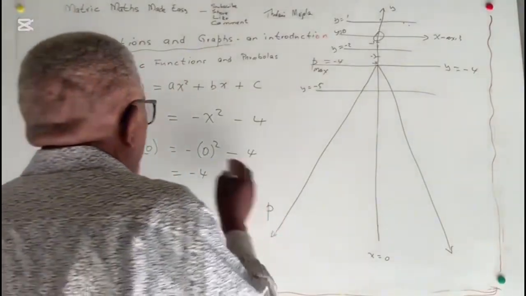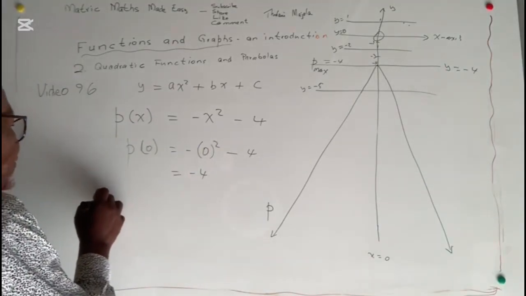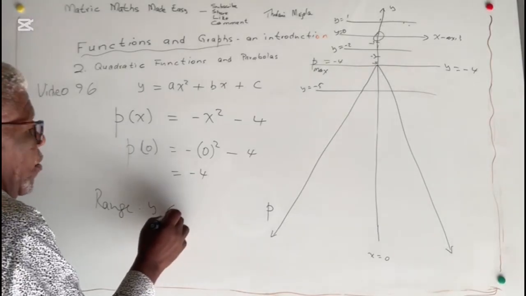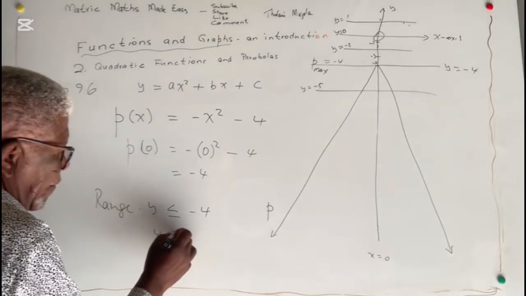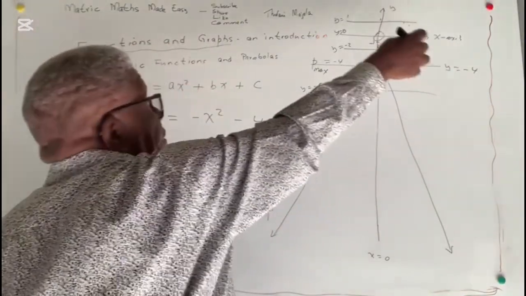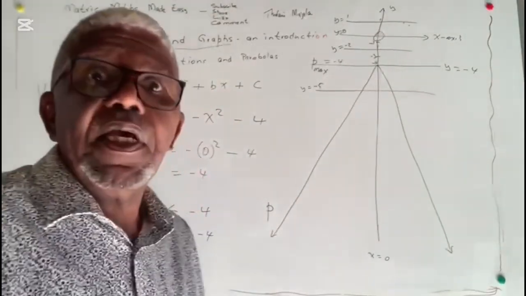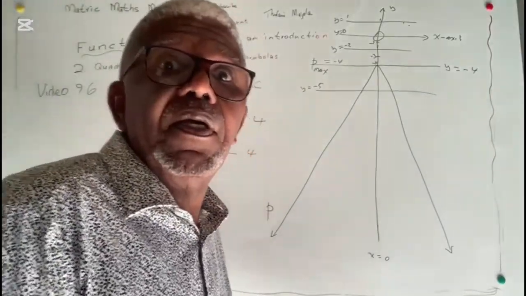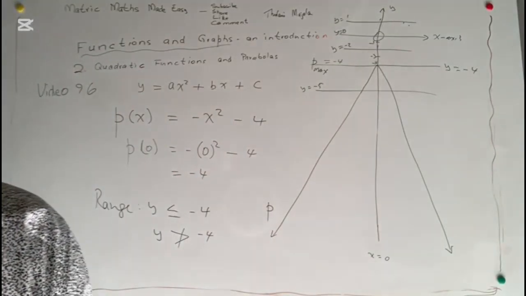Now we see that your y max, your p maximum, so your range, is y less than or equal to negative 4. So your y is never greater than negative 4. So basically it will never be 0. It means that it's not going to cut the x-axis. So you won't have the solutions, you won't have the roots, you won't have the critical values, whichever we call it. But again, we have to test it using the equation that we were given.